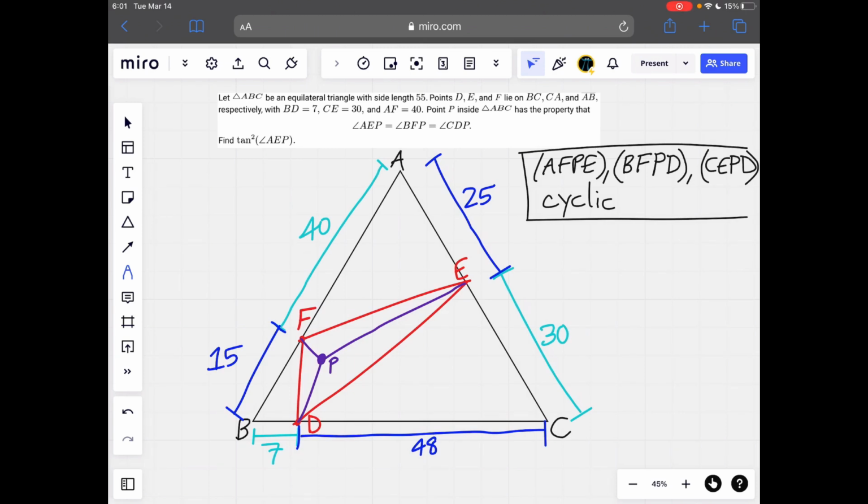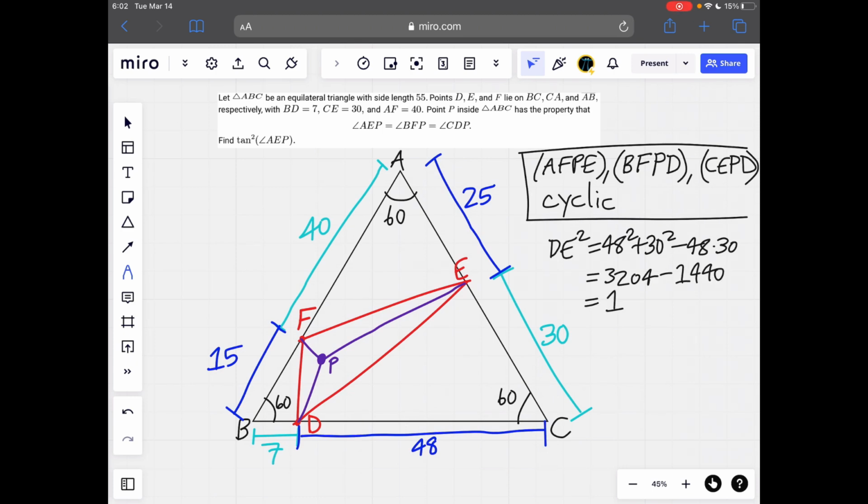Let's apply the cosine law on triangle DCE. Triangle ABC is an equilateral triangle with side length 55, meaning all of its angles are equal to 60 degrees. So using the cosine law on triangle DCE, we get that DE squared is equal to 48 squared plus 30 squared minus 48 times 30. This is the special case for the cosine law with 60-degree angles. And that's 2304 plus 900, 3204 minus 1440, which happens to be 1764, or 42 squared.